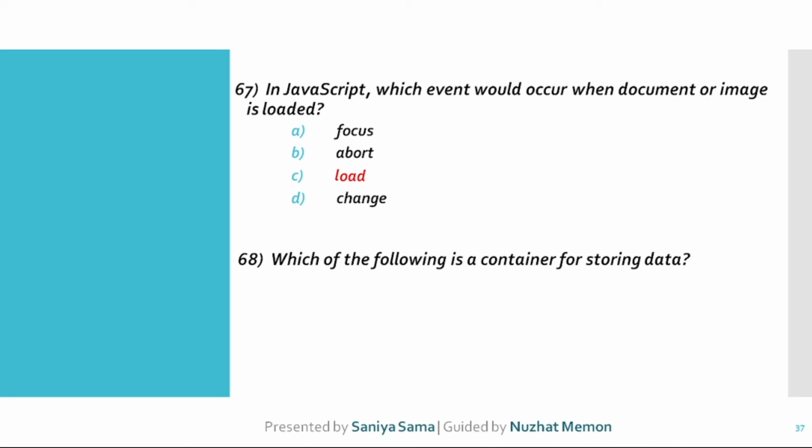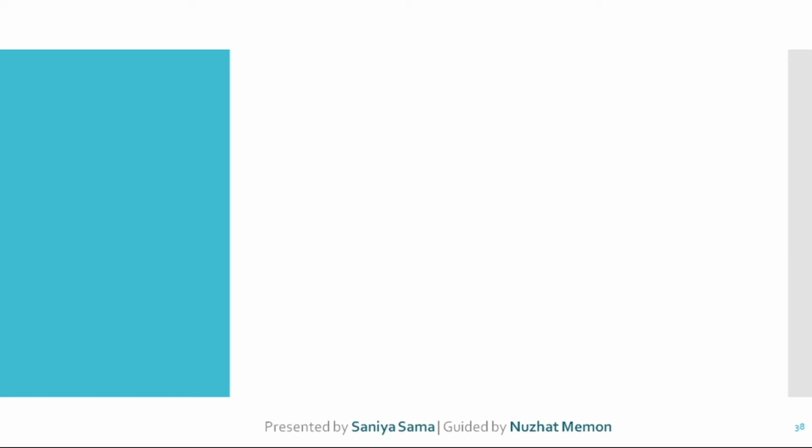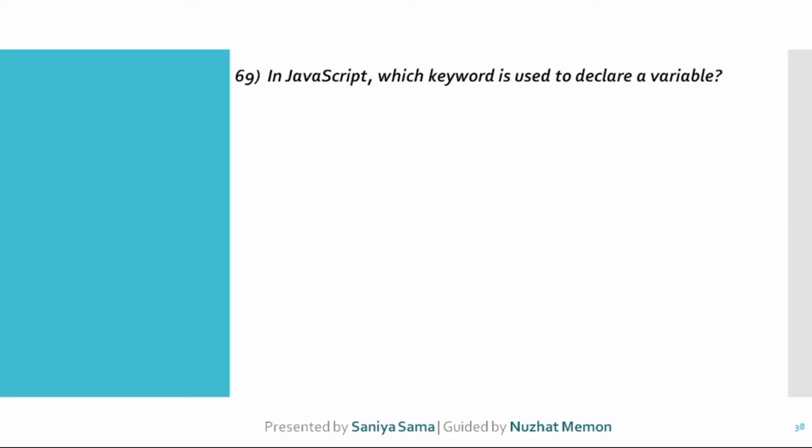68. Which of the following is a container for storing data? Option A variable, option B integer, option C event, option D event handler. The answer is variable. 69. In JavaScript, which keyword is used to declare a variable? Option A v, option B var, option C where, option D variable. The answer is where.